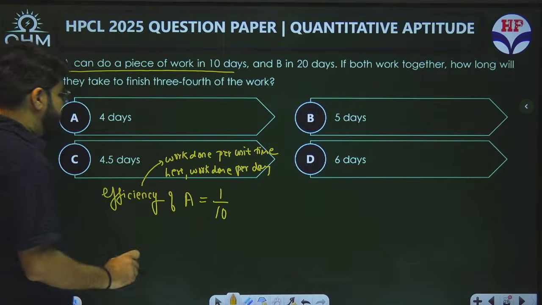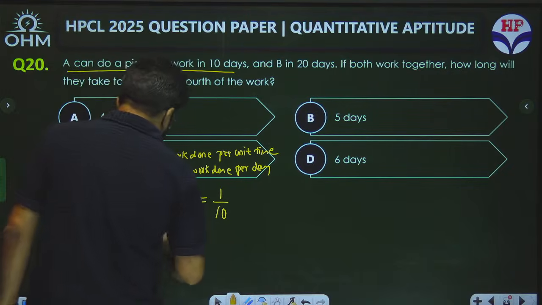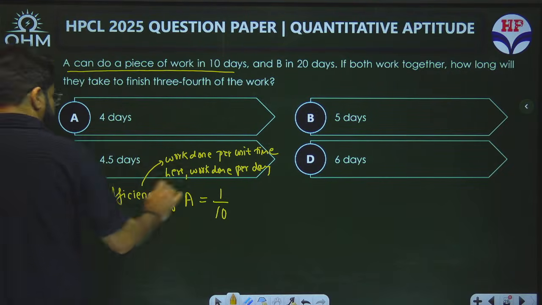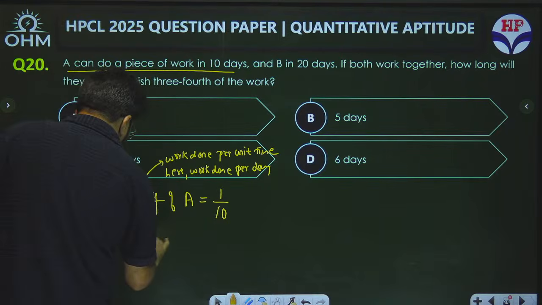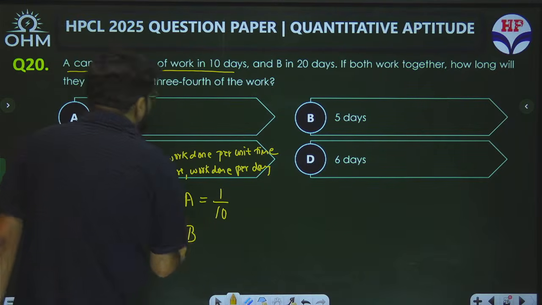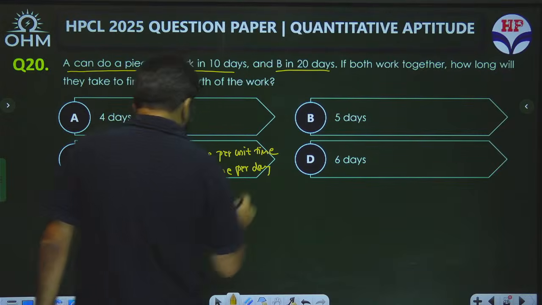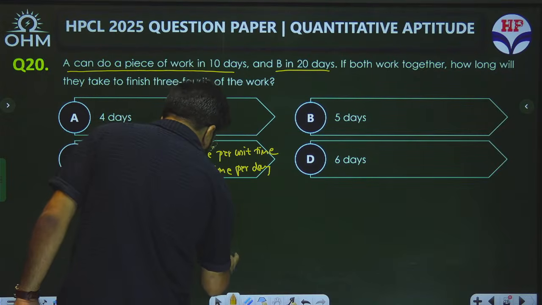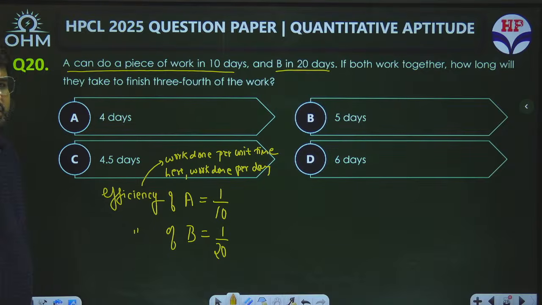Okay, so the efficiency of A is 1 by 10, or you can write it in percentage also. So 1 by 10th work per day. Similarly, what is going to be the efficiency of B? B can do the work in 20 days. So how much work in 1 day? 1 by 20. Okay, now they work together.